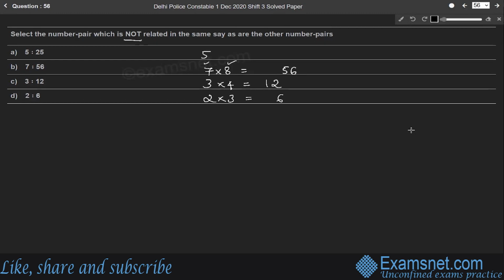Whereas 5 and 25. The next number to 5 is 6, which is not equal to 25. Right? Hence option A is not related in the same way as the other number pairs. Right?